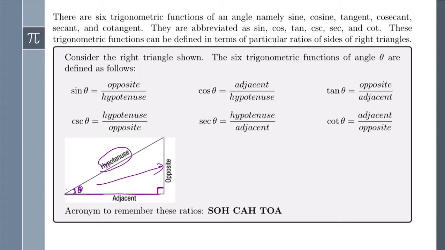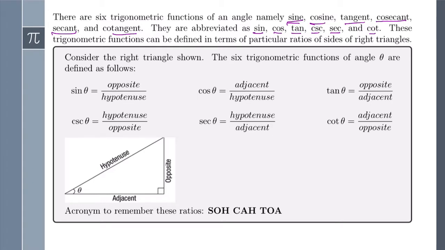In trigonometry, we have six different trigonometric ratios, or functions. Those are sine, cosine, tangent, cosecant, secant, and cotangent. Then we have the abbreviations for them. For sine, we write sin. For cosine, we write cos. For tangent, we write tan. For cosecant, we write csc. For secant, we write sec. And for cotangent, we write cot. Those are the abbreviations to represent those functions.